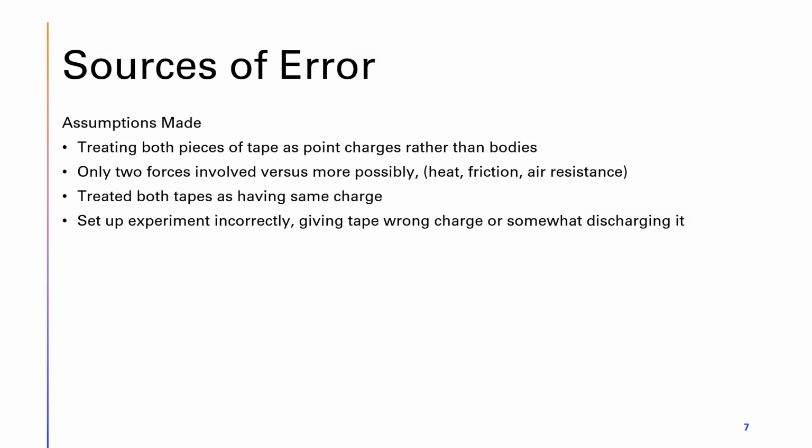We also assume that there are only two forces involved, more possibly. In the prompt, it said air resistance, but heat and friction are always applicable too. In this case, air resistance would be a force in the opposite direction that would prevent the tape from being repelled, so that is something we need to note in our consideration. We treated both tapes as having the same charge. They might vary in charge, but we'd have to do a more complicated experiment for that. And then another possible source of error is setting up the experiment incorrectly, giving the tape the wrong charge, or somewhat discharging it. This we'll talk about in the next slide.